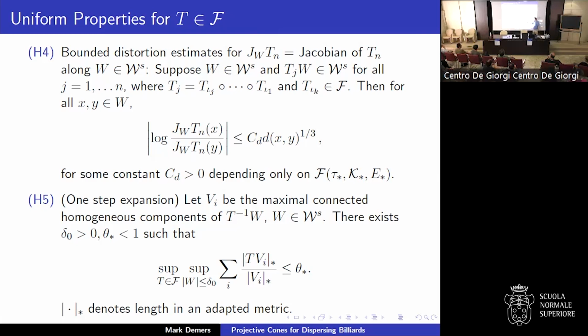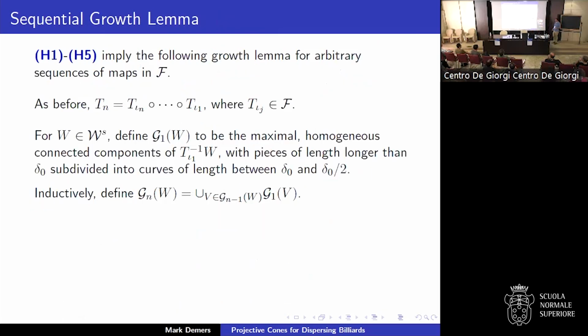So basically, you take a stable curve, you map it back, it gets cut into a bunch of pieces by the singularities. You look at the average contraction in each stable piece, you add them up, and the contraction should beat the cutting, meaning that that sum is actually less than 1 for sufficiently short curves. So that is not an assumption, but a proved property for this class of maps. And here we just listed it, in the sense that you can choose everything uniform for this class of billiards.